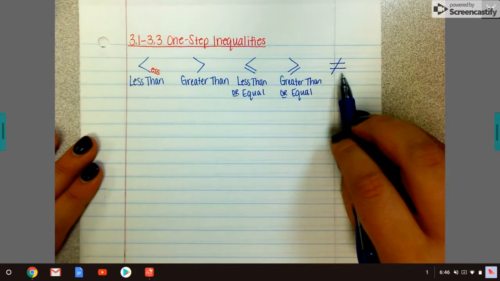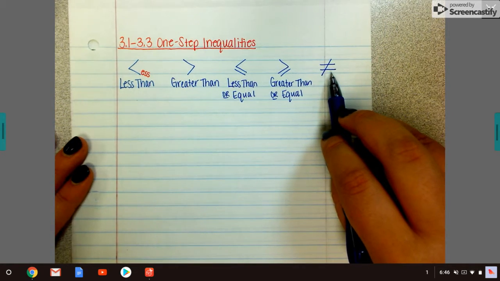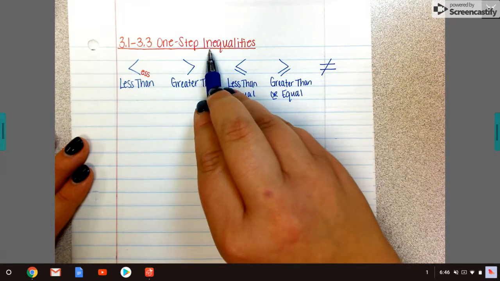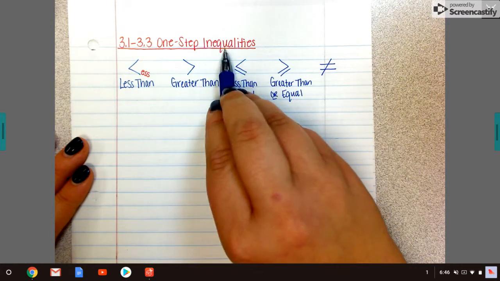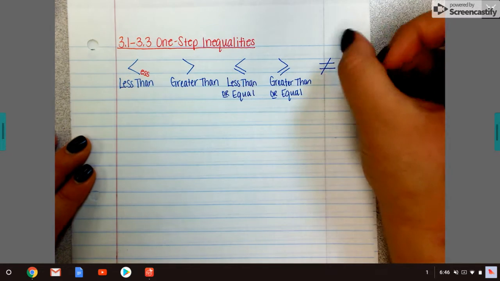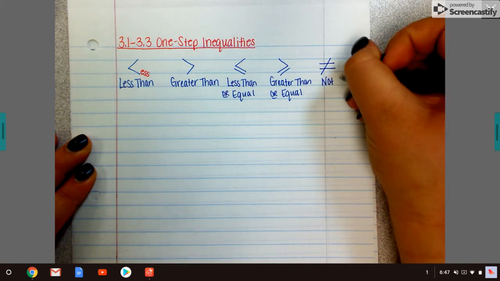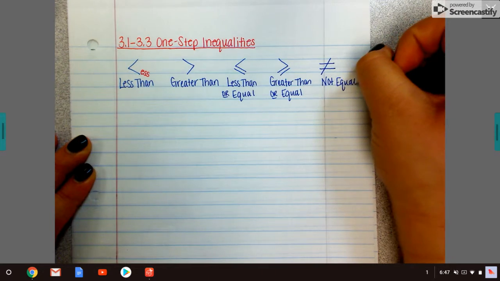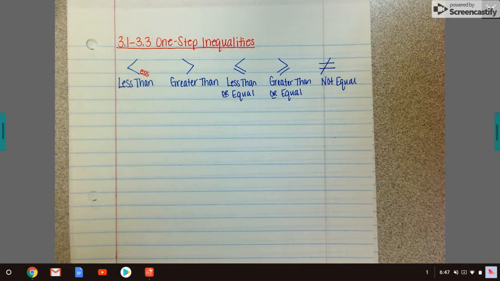The last one is usually forgotten about, but this is also an inequality. Inequality, the prefix in just means not. So this means not equal. So we always forget to add in this fifth inequality. This is just a simple not equal to. All right, so those are the 5 we'll be using.